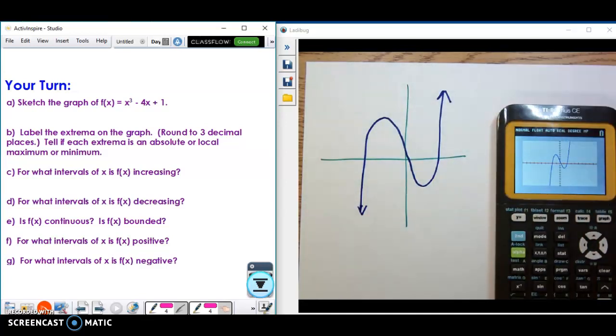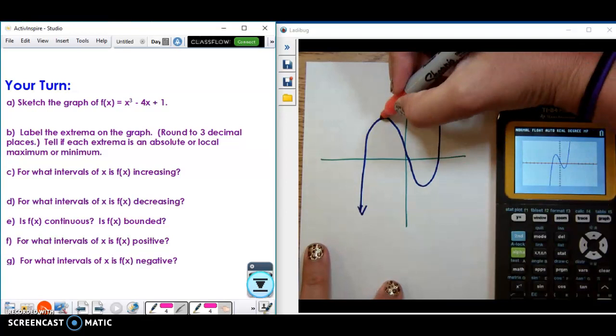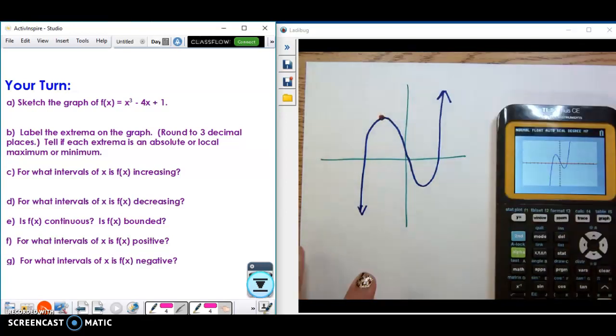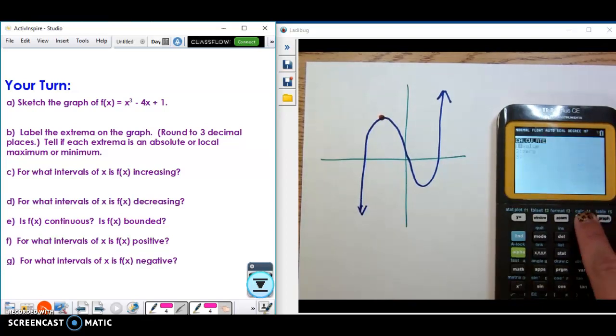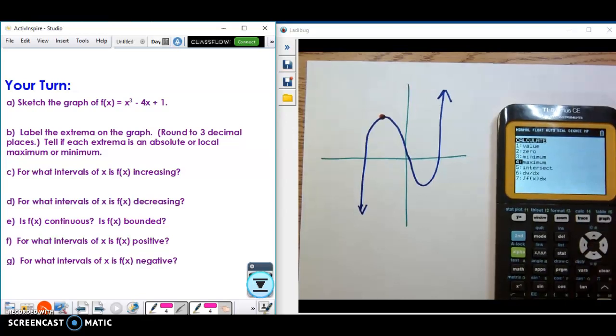Before I answer any of the questions, I'm going to find all the points that are going to help me. I know it's going to ask about maximum also, so I'm going to find this point right here. So I know that's a maximum. Just a reminder on the calculator, to get the maximum, you're going to go to second, trace, and you're going to go down to number 4, which is maximum.